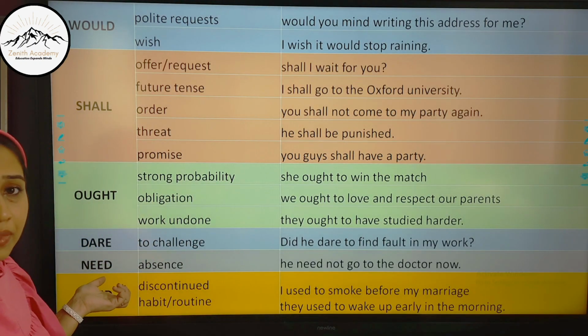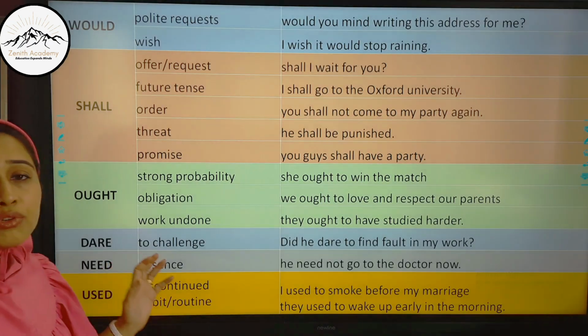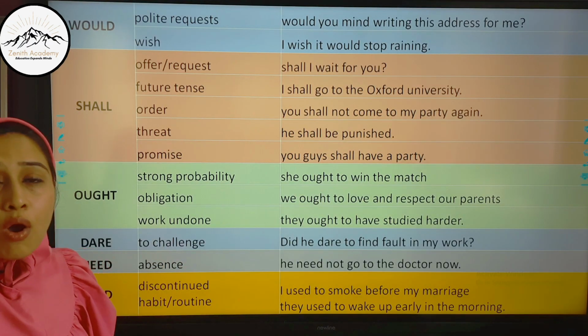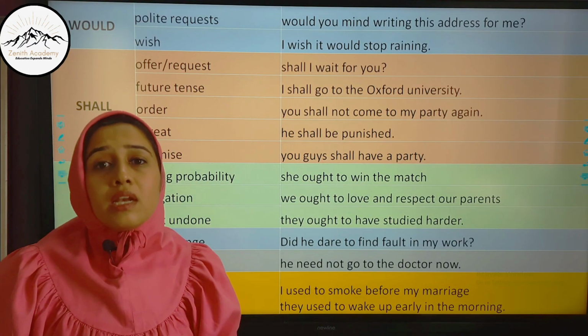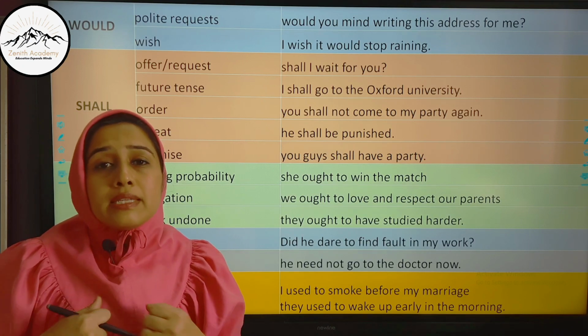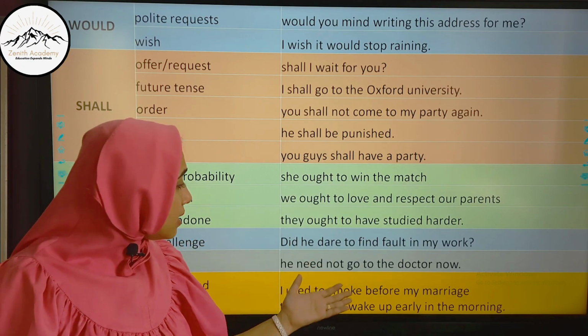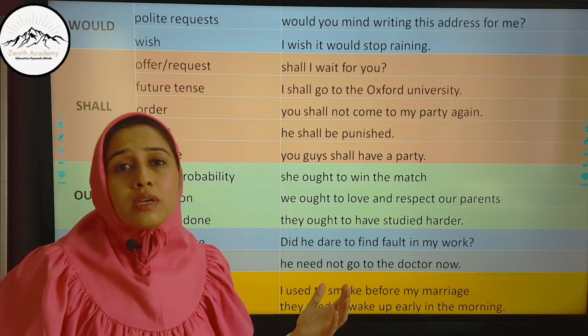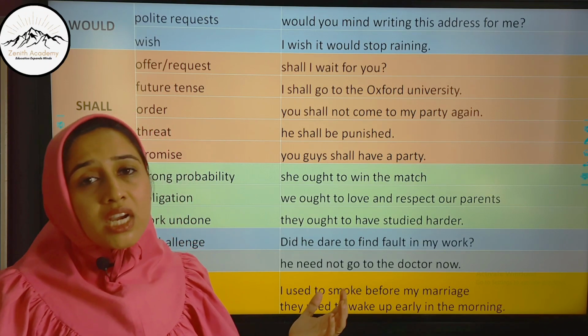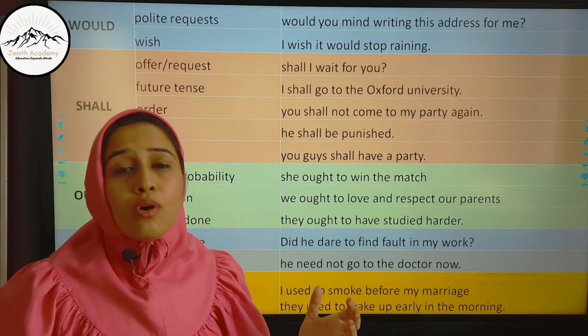Next one is need. Now need is mostly used to show absence of a particular thing. Although the literal meaning of the word need is that I need something, in sentences we usually use it as a modal auxiliary. When this word need is used, it is to show the absence.